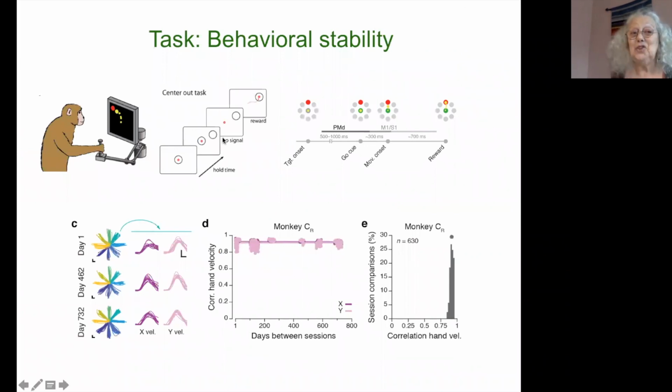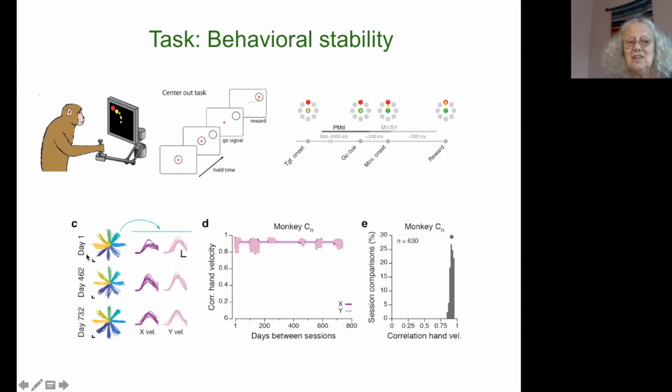So this is the task that I showed you before. Let's go back to the center-out task that the monkey is executing. What I want to show you is the behavioral stability with which the monkeys perform this task. They are overtrained. So this is a monkey that has been coming back to the lab over more than 2 years. And every now and then, he does other things, every now and then he goes back to the center-out task.